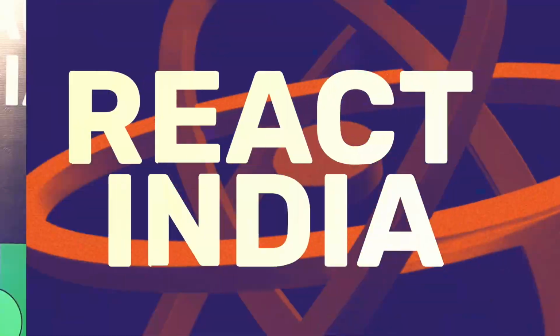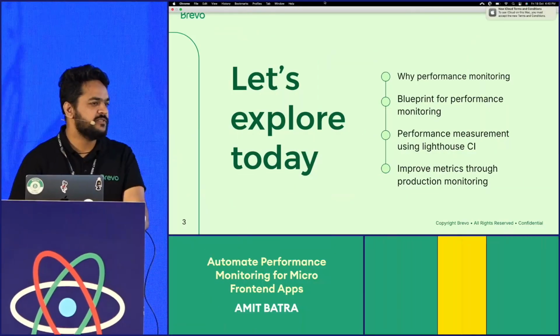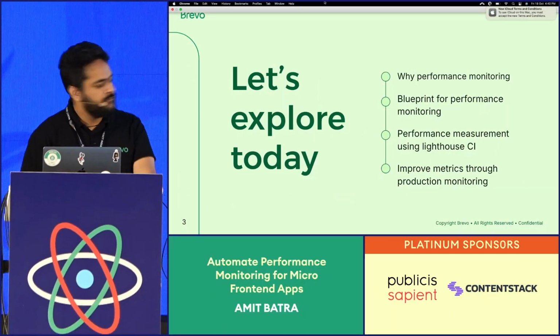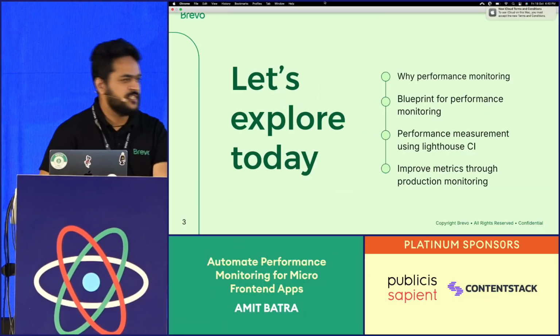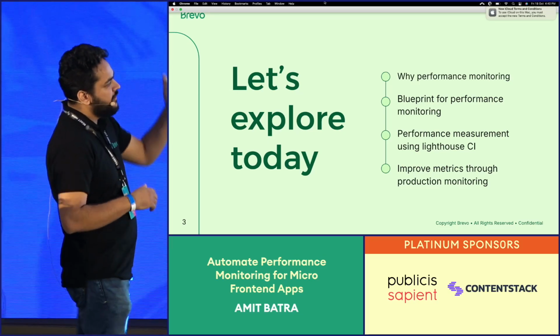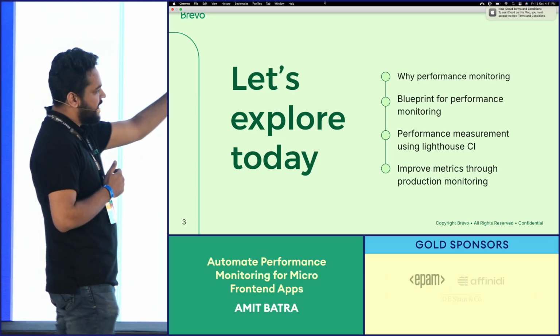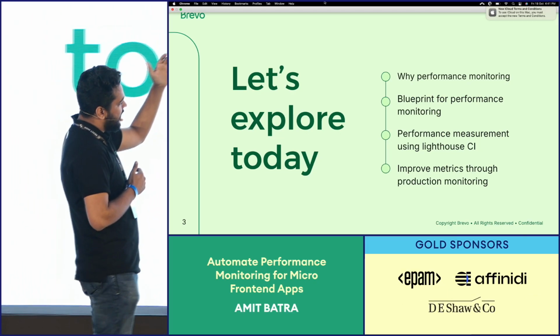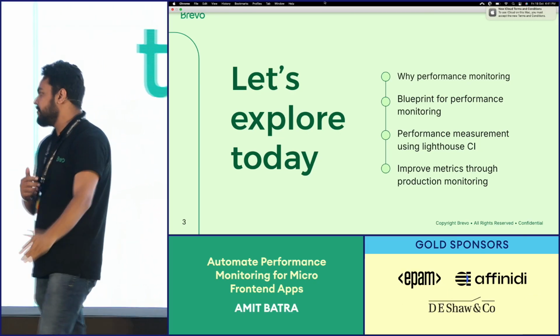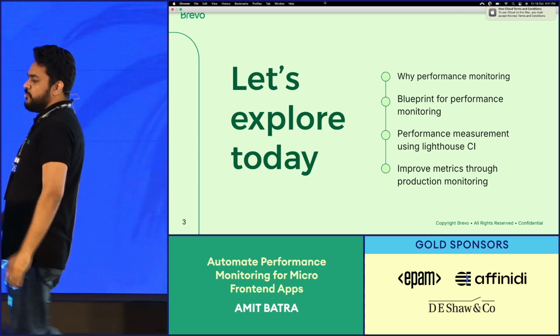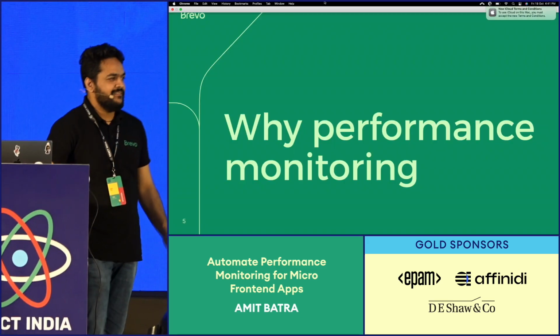Okay, so this is the journey that we are going to cover today: why performance monitoring, blueprinting for performance monitoring, performance measurements using Lighthouse CI, and improving metrics through production monitoring. It's basically the journey, right? The need, the designing of an ecosystem, the solution that we found out, and how it helped us to improve the metrics. So why performance monitoring?